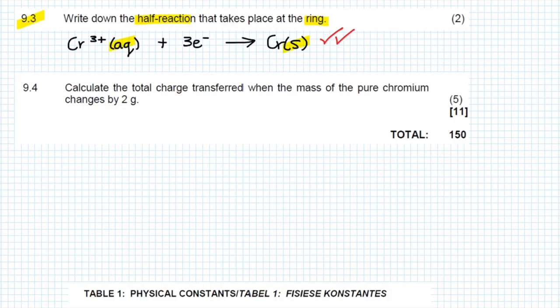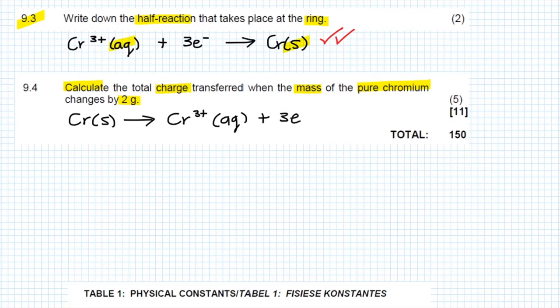Question number 9.4 says, calculate the total charge transferred when the mass of the pure chromium changes by 2 grams. When we look at the half reaction that takes place at the pure chromium electrode, we simply have that the chromium solid is going to be oxidized to form Cr3+, the chromium ions, plus 3 electrons. All right? So this is the formula. And we can see that the ratio of pure chromium to the number of electrons is 1 to 3.